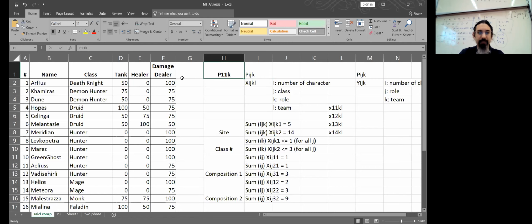If k is 1, I will get 50. If k is 2, I will get 0. If k is 3, I will get 100. Cool. But for every k where j is not equal to 1, this value is going to be 0 anyways. So it's always going to be 0 because that character cannot be in that class, so it cannot give a performance rating above 0. It's always 0.